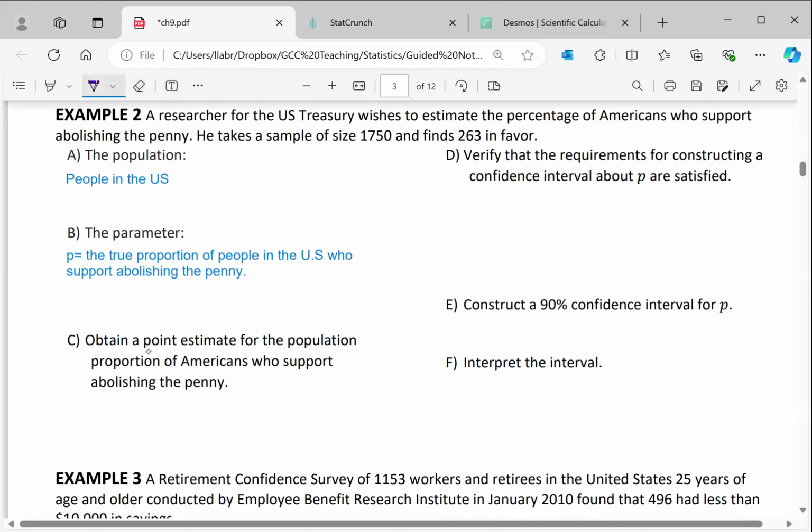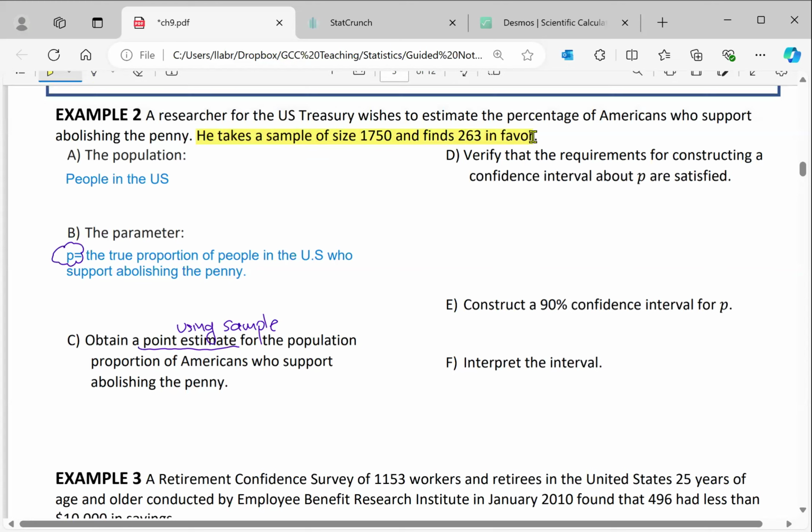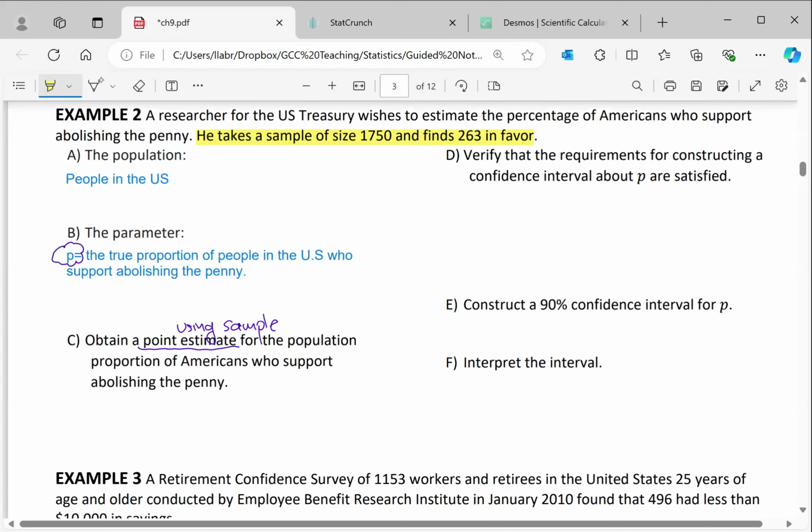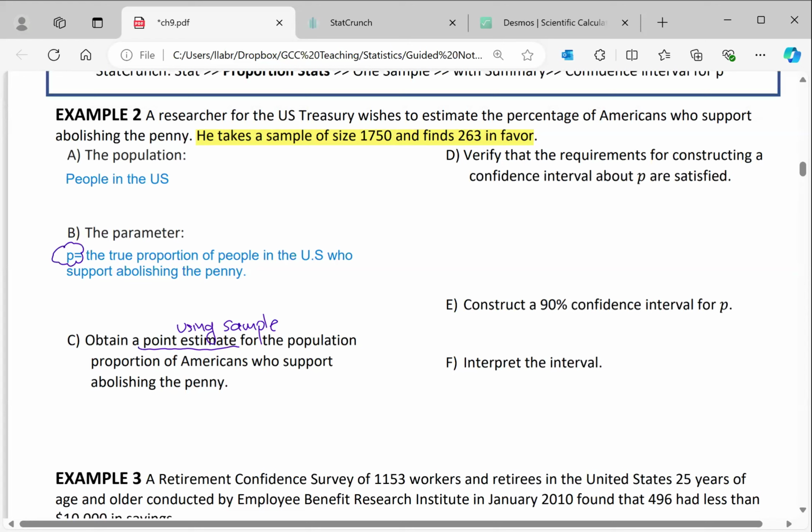So the keyword here is point estimate. So let's estimate what this value of P could be. Again, this is the value in the clouds. We're always going to estimate using the sample. In our problem, they have a sample of 1,750 people. And notice that out of all of those, only 263 are in favor of abolishing the penny.